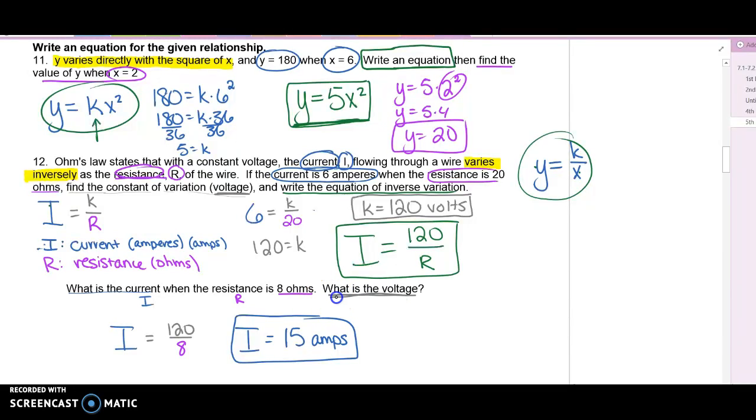This next question's a little bit weird. What is the voltage? Look back at the problem. The only place I see voltage is when it talks about the constant of variation. Well, we already found the constant of variation is 120. Why are they bringing this up again? They want you to think again about the fact that the constant of variation stays constant. So if the constant of variation was 120 volts up here, it's still 120 volts down here. So the voltage is 120 volts.